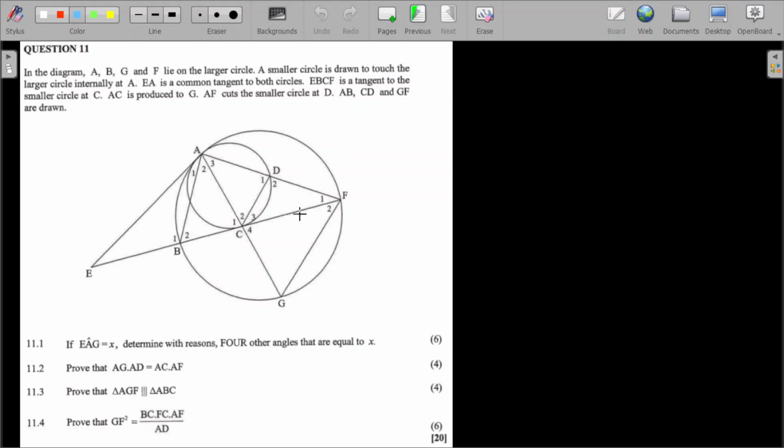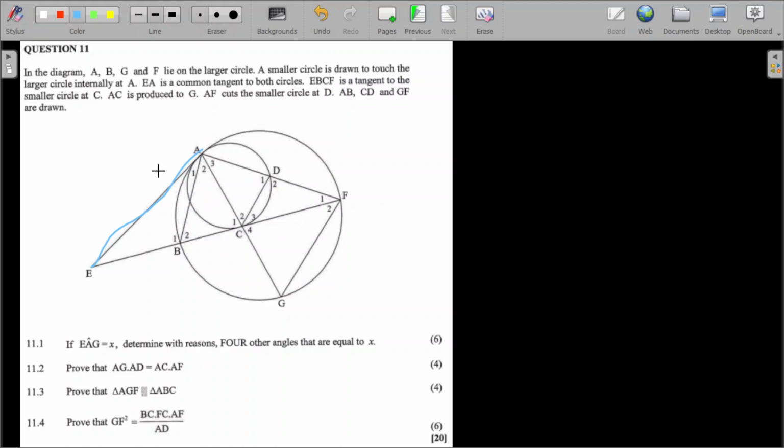So this one here, question 11. In a diagram, A, B, G, F lie on the larger circle. Okay, we have two circles, a larger one and a smaller one, and EA is a common tangent. It is tangent to the small circle and to the bigger circle, and EBCF is also a tangent to the small circle at C. So where is this one? Oh, this one is also a tangent of this small circle.